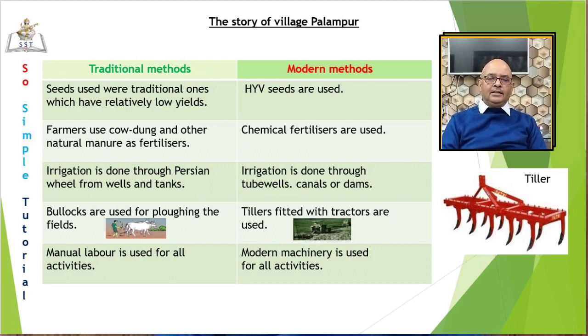You can see a tiller in the picture. This is connected on to the rear side of a tractor. As the tractor moves, the land gets tilled.